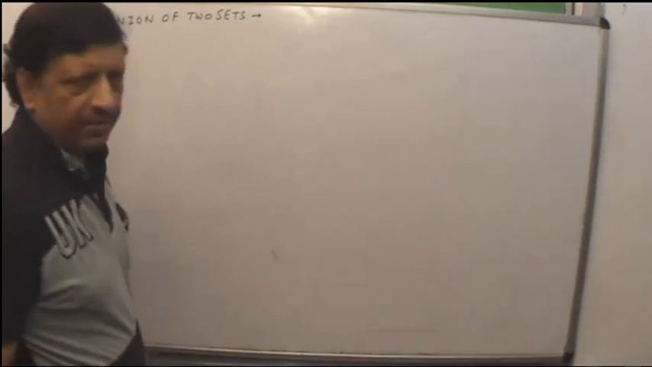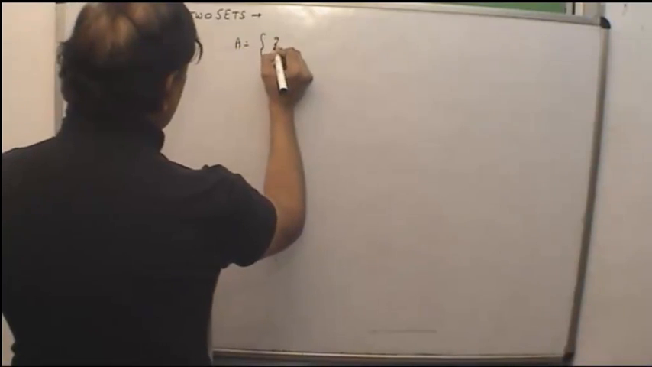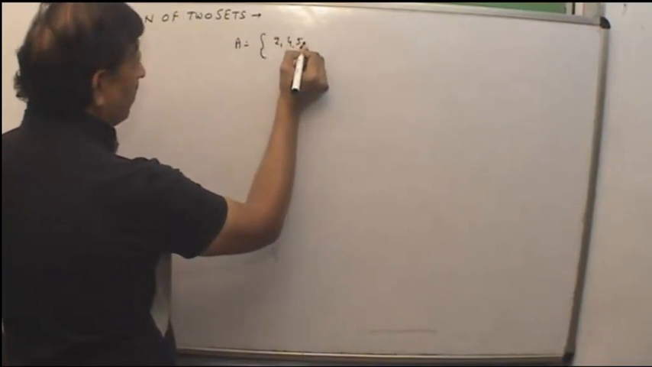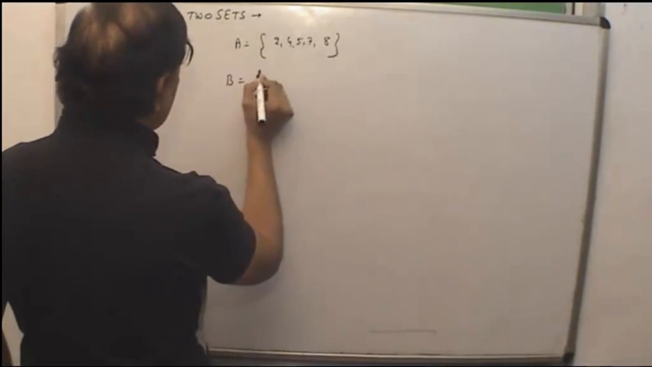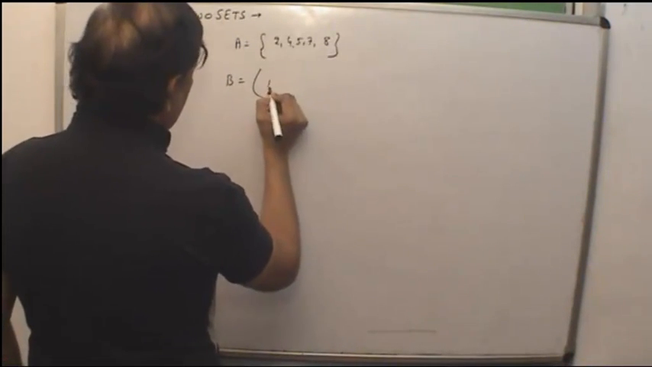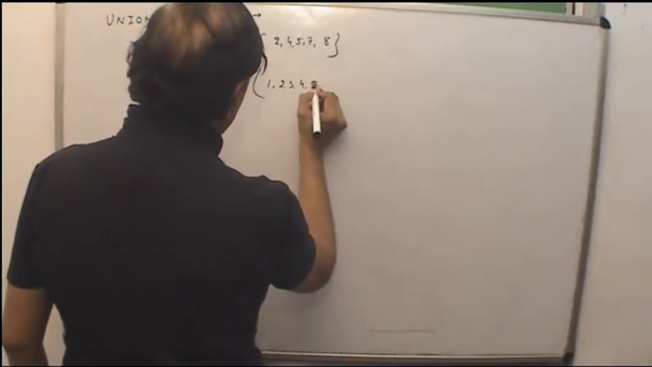First of all, the union of two sets. It will be better if we consider an example. Say A is equal to {2, 4, 5, 7, 8} and B is equal to {1, 2, 3, 4, 5}.